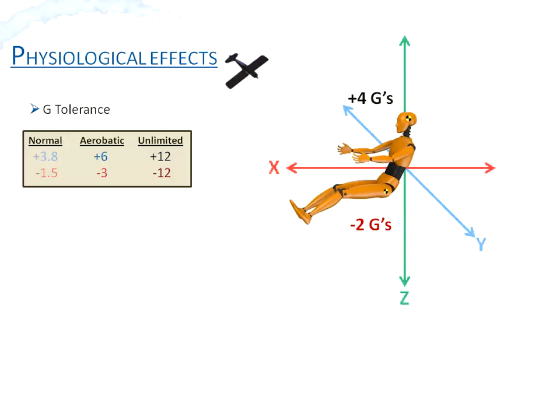So I want to step back. When we're doing our training, we're not going to pull 12 Gs. The Sbach, we would break the airplane at that point. But what we're going to experience is anywhere from 2 to 3 Gs, maybe a little 3.5 Gs on the positive side. And we do not fly negative Gs in this particular aircraft.